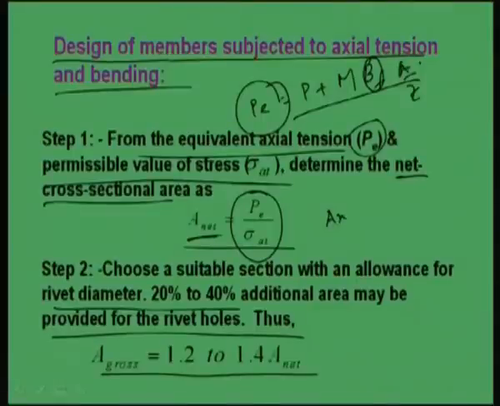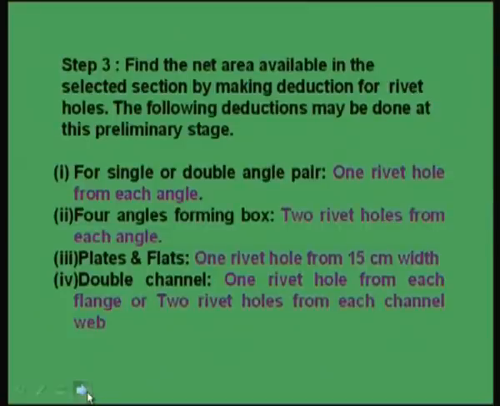In another way also we can make. Simply we can find out A net is equal to P by sigma AT, where P is the axial tension. So, from that we can increase a certain percentage, maybe more than 40%, then we can start, right. Then what we will do? Now we have to find out the net area. Net area means after deduction of hole and other things, what is the net area available in the section.